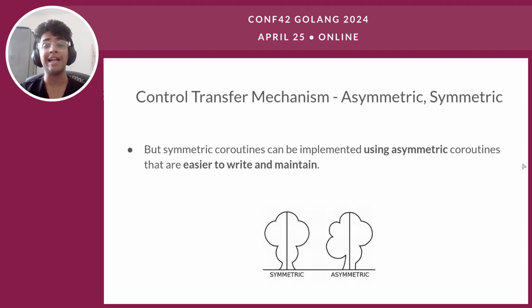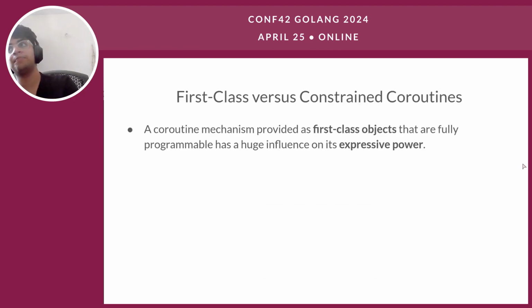But actually, the good news is that you can use asymmetric coroutines to mimic symmetric coroutines. And asymmetric coroutines are way easier to write and maintain. I have linked an article at the end of this slide where you can see how symmetric and asymmetric coroutines are implemented, and how you can implement symmetric coroutines using asymmetric coroutines with your resume and yield functions. With the advantage that it's easier to write asymmetric coroutines, we'll see that when we implement our Go API, we implement asymmetric coroutines.